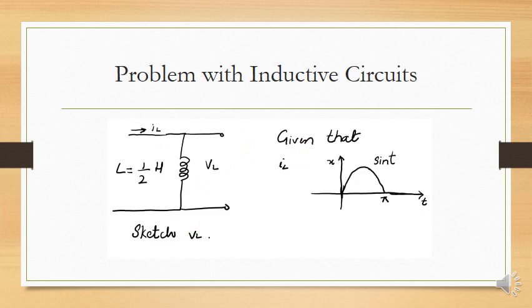Now this is the second problem. In this problem, we are having an inductive circuit, an inductor with value 1 by 2 Henry. We have to sketch VL. IL is given and IL is a sine wave, this one. And what we are going to sketch? We are going to sketch VL, this one, in case of inductive circuit.